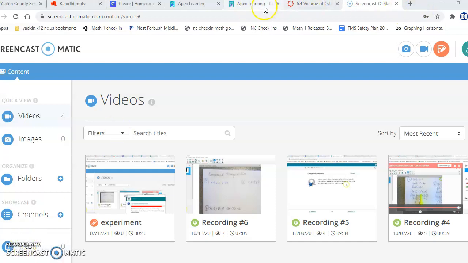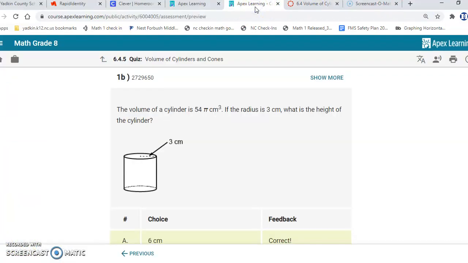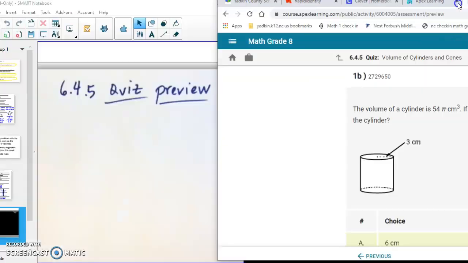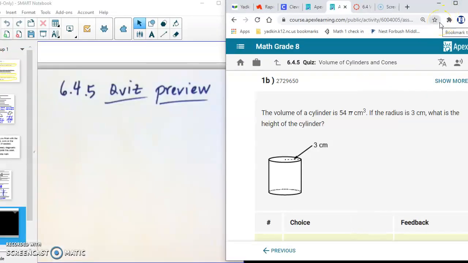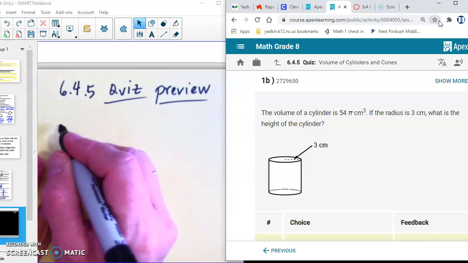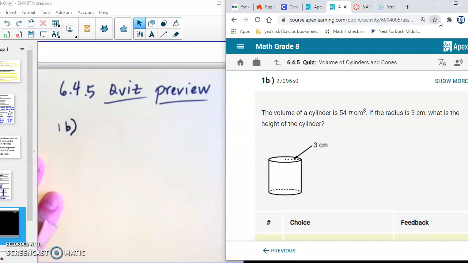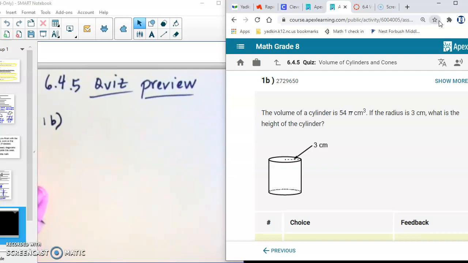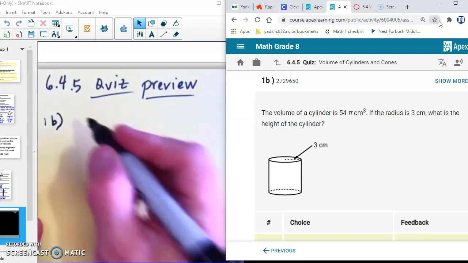Okay, let's continue. We're looking at the 645 quiz preview in Apex. I'm going to work out the B problems with you. 1B says the volume of a cylinder is 54 pi centimeters cubed. If the radius is 3 centimeters, what is the height of the cylinder? Remember, if I write things down on the paper, you need to be writing them down too. Or you could do the problems and then check them by watching the video.